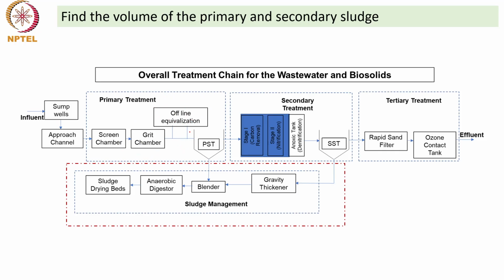From there, it will go to the primary clarifier. Okay, so this is the main thing, the primary clarifier. In this primary clarifier, two things can be removed. The first one is suspended solids from the influent, and a little bit of BOD. Not too much BOD, but a little bit of BOD can be removed in the primary settling tank.